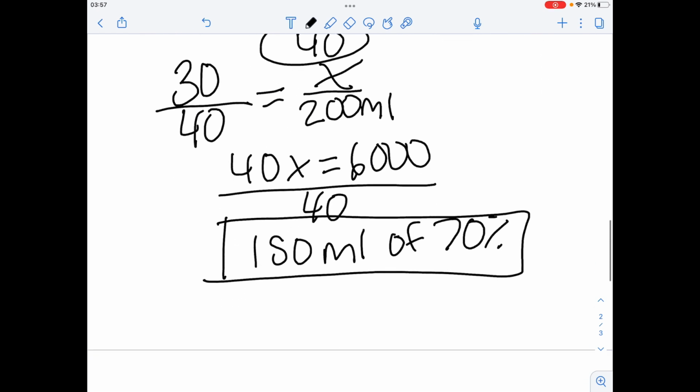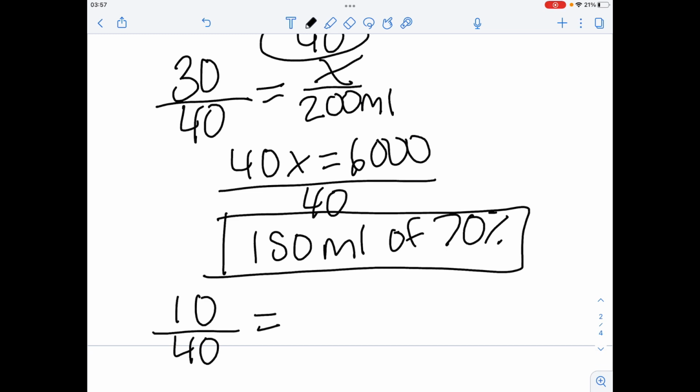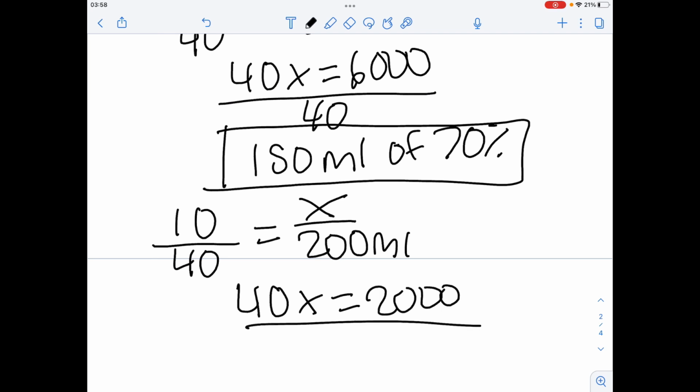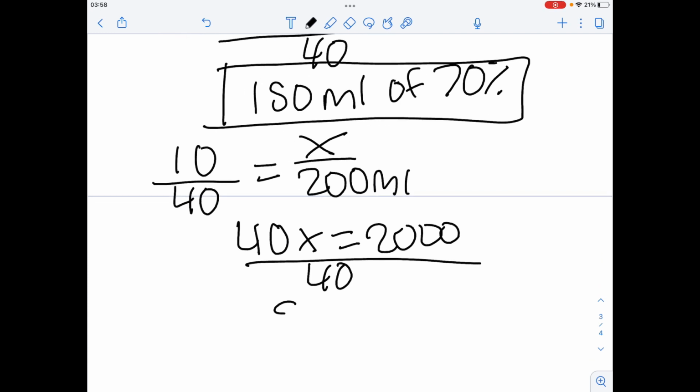So 10 over 40. We're going to also set that equal to X over 200 milliliters, because we're still trying to find that total volume of 200 milliliters. Cross multiply. Divide both sides by 40 to isolate X. And we get 50 milliliters of 30%.